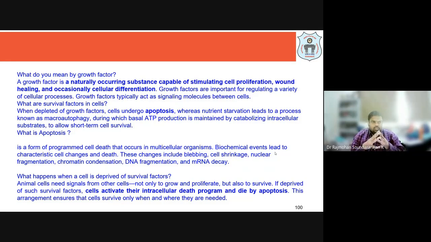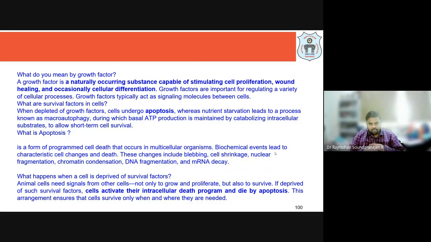Okay, so what do you mean by growth factor? A growth factor is a naturally occurring substance, any factor which helps us to grow. A growth factor is a naturally occurring substance capable of stimulating cell proliferation, that is cell development and cell growth, and it is capable of healing wounds and occasionally cellular differentiation. So any material which helps in the growth of the cell, healing of the cell, or cell differentiation is called a growth factor.